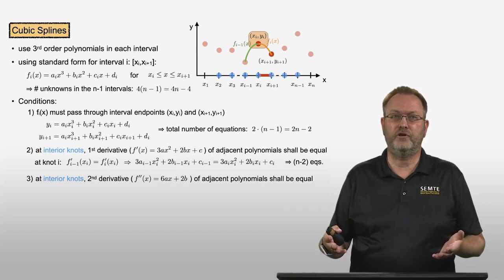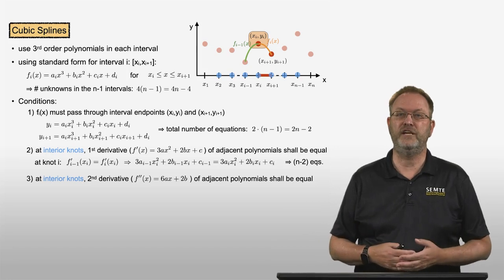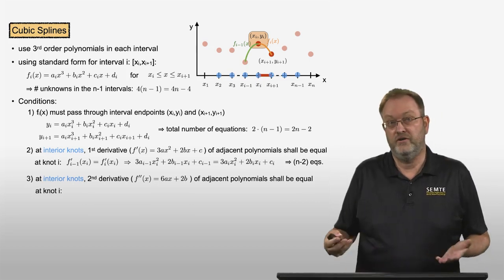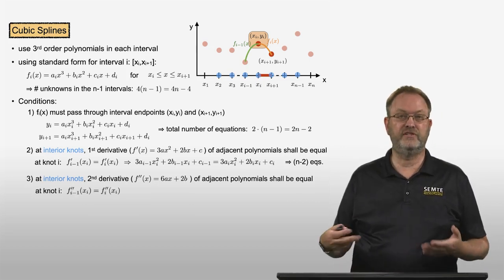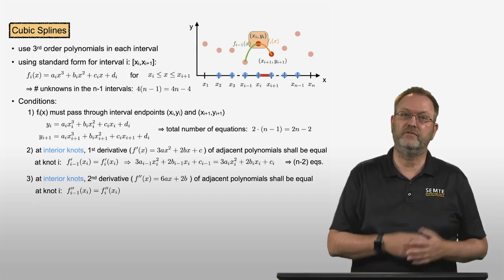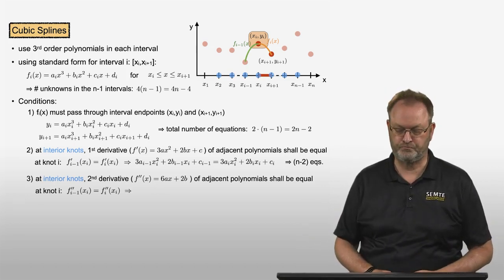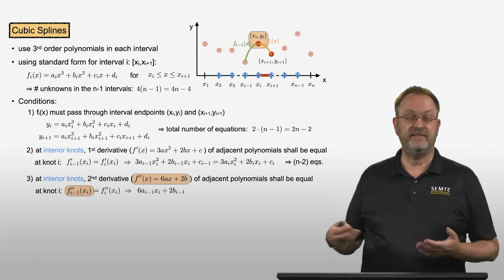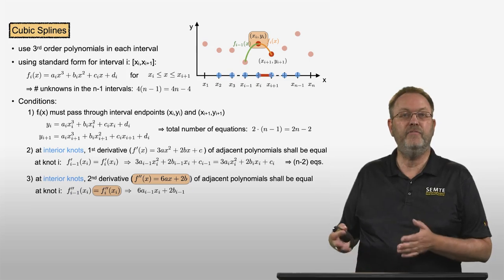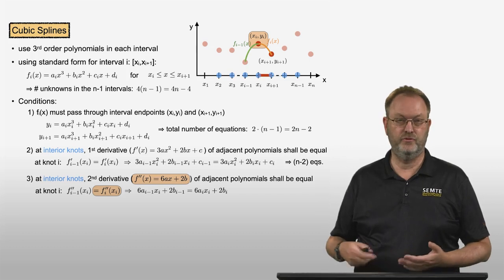What's new now for the cubic spline is that we can also guarantee that the second derivative of adjacent polynomials is equal at interior knots. So at knot i, the second derivative, which is 6ax + 2b, is the same whether I evaluate it from the left interval i-1 or the right interval i, that both meet at the grid point xi. That means 6a_{i-1} xi + 2b_{i-1} is equal to the same thing evaluated for the right polynomial, so 6a_i xi + 2b_i.